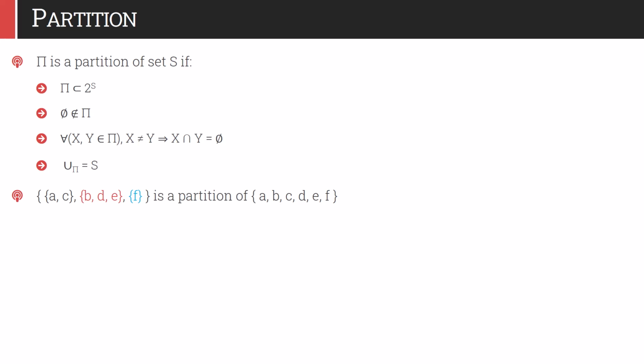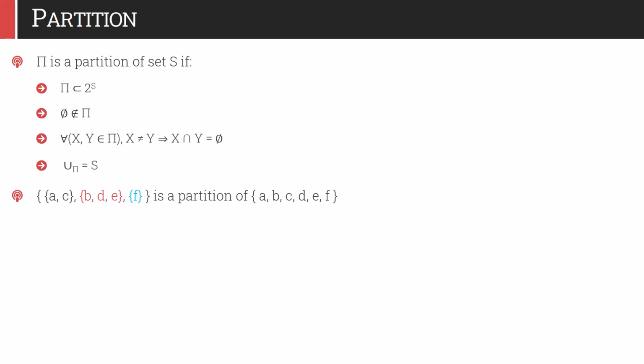So the first one: pi is a subset of 2 power S. So definitely all the subsets come from the power set of {A, B, C, D, E, F}. Because there are 6 elements, there will be 2 power 6, that is 64 subsets of the set. And these 3 are definitely part of it.